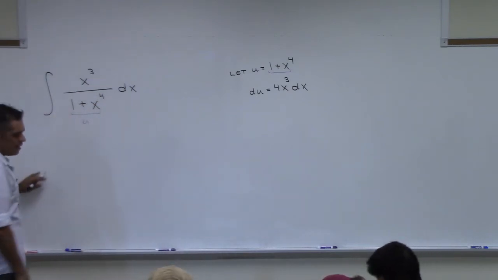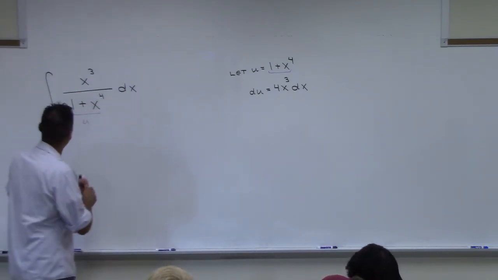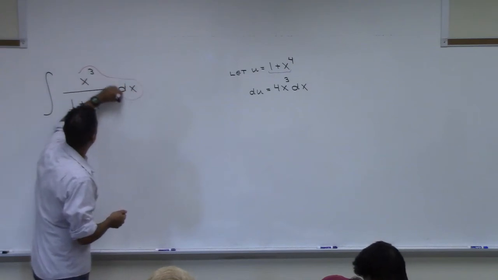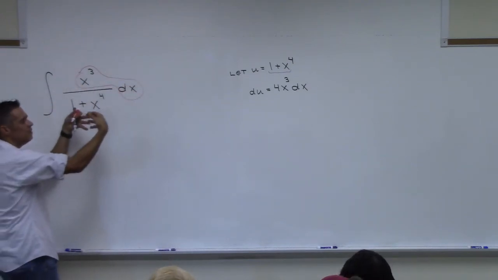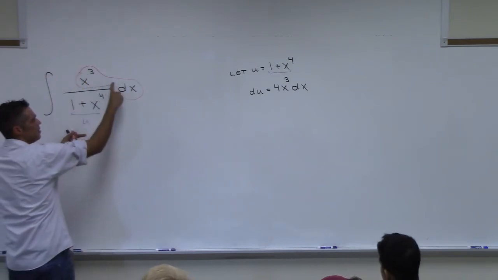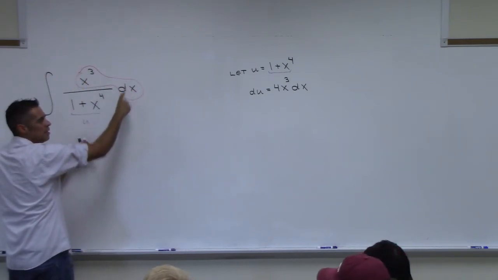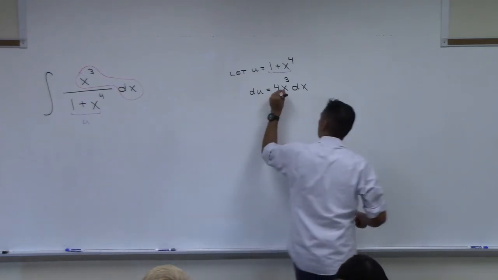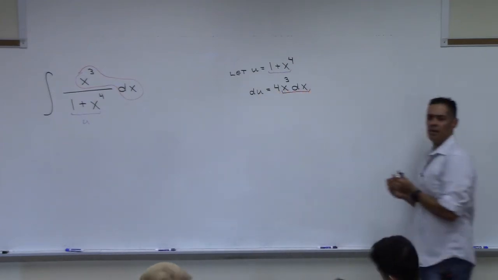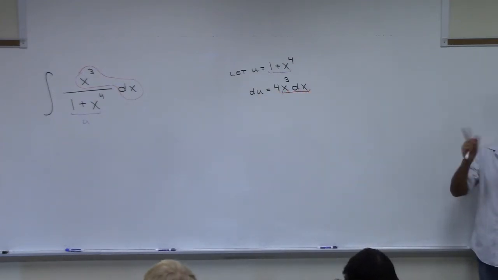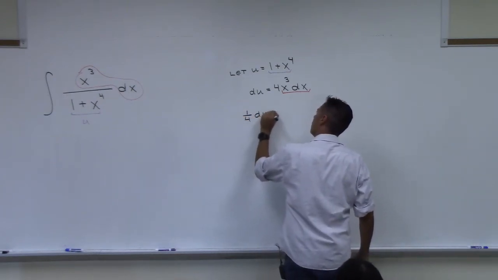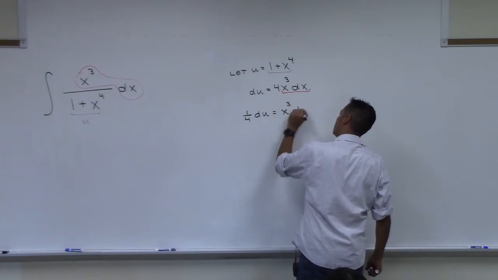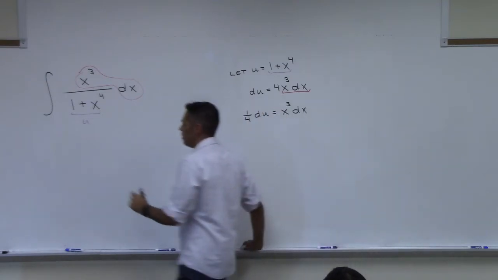And then this piece right here, I have an x cubed dx, right? See, I'm doing this little blob around it because those really could be right next to each other, right? This x cubed could be right next to the dx. And you can see it, it's right here, right? There's x cubed dx. I'm just off by 4, so I'm going to divide both sides by 4 here. So 1/4 du equals x cubed dx. And now I should be able to rewrite the whole thing.